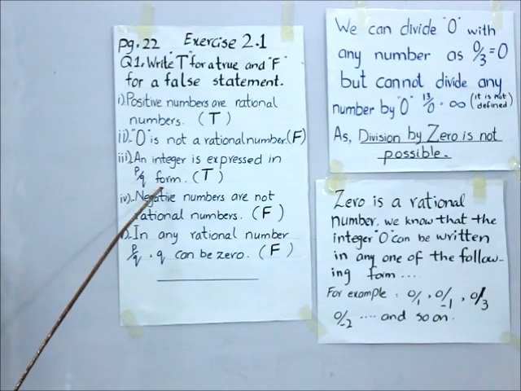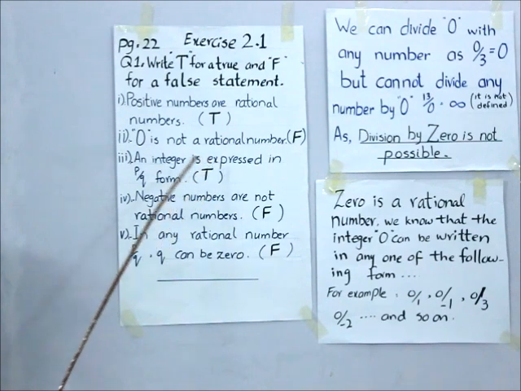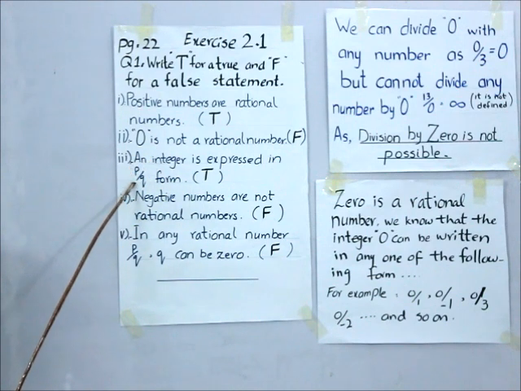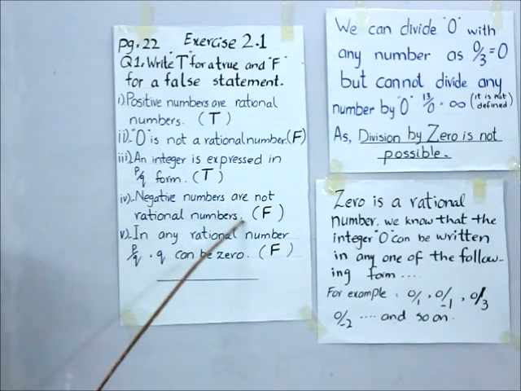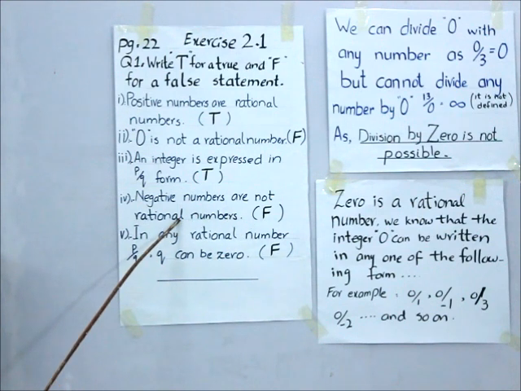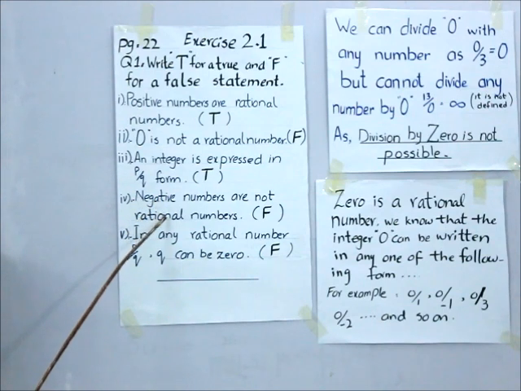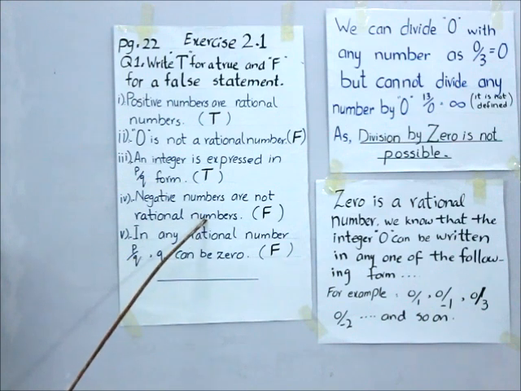Number 3. An integer can be expressed in the form of p by q. It is true because all integers can be written in the form of a fraction, in the form of p by q. Number 4. Negative numbers are not rational numbers. This statement is false. As I have told you, all integers can be written in the form of p by q, in the form of a rational number. So a negative number is a part of the integers, so we can write it as a rational number. Negative numbers can be written in the form of rational numbers.